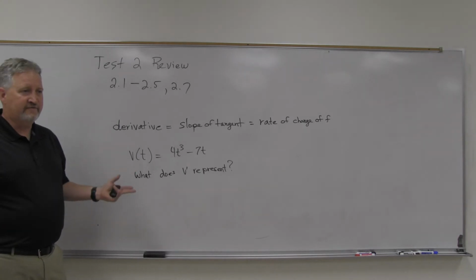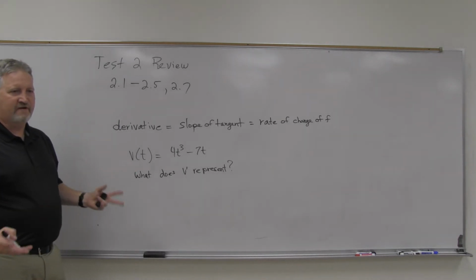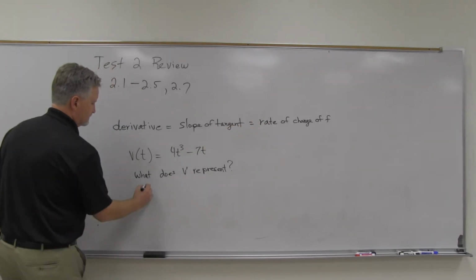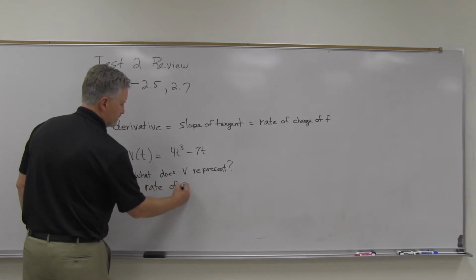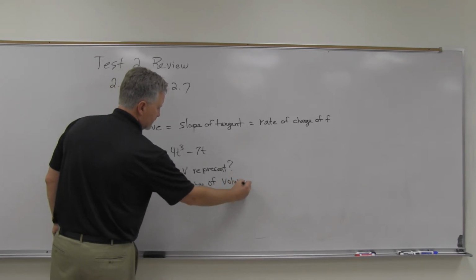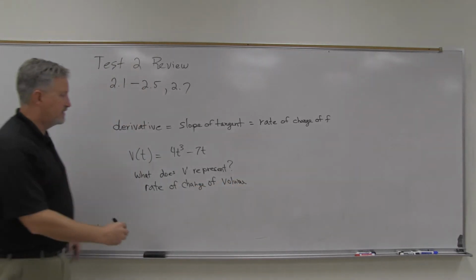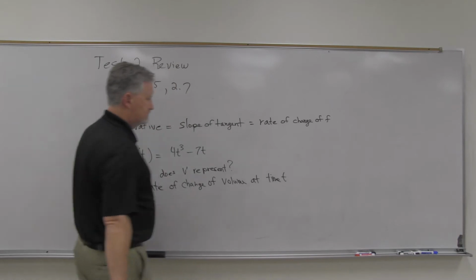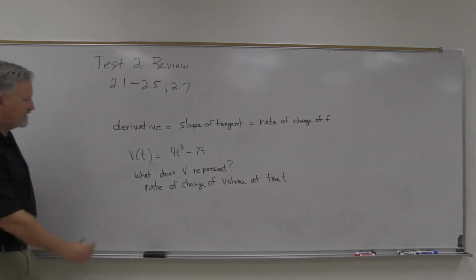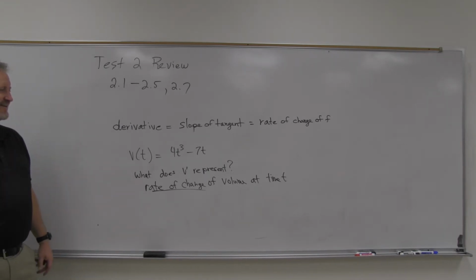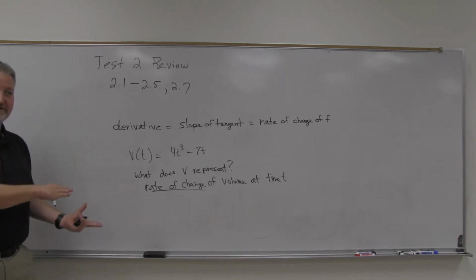V prime doesn't give me the volume. This gives me the volume. So what does V prime give me? The rate of change of the volume at time t, or whatever t represents. So that's what I'm looking for. Give me that rate of change expression, okay? Or if it asks for the rate of change, that's what you're looking for. You're looking for the V prime.